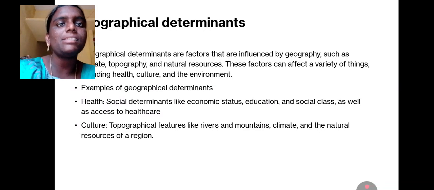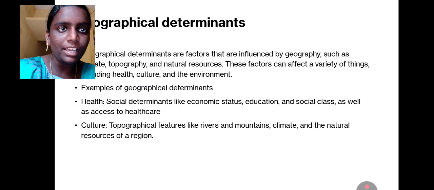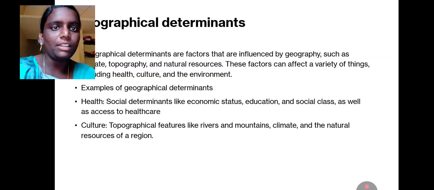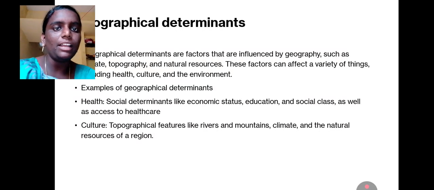Geographical determinants include factors such as geography, technology, topography, and natural resources. These factors affect variety in health, culture, and environment. Examples of geography determining health and culture: health, social determinants, economic status, education, social classes, and access to healthcare. Cultural.